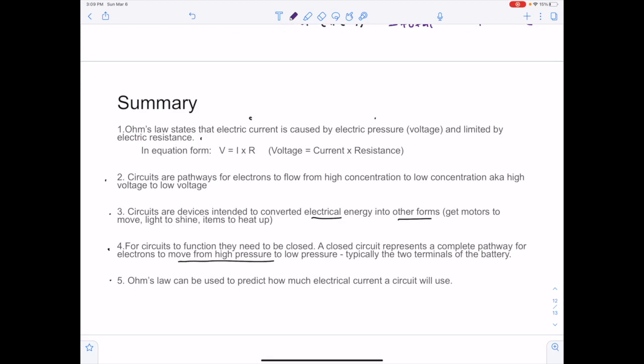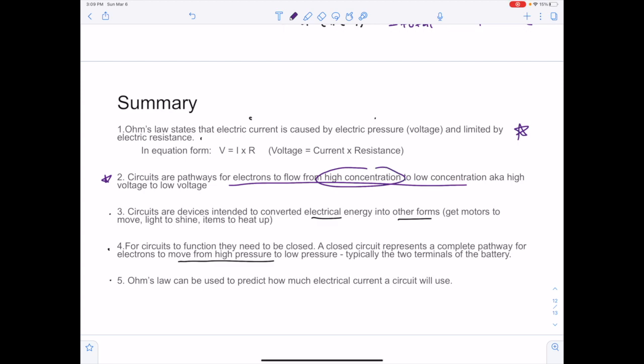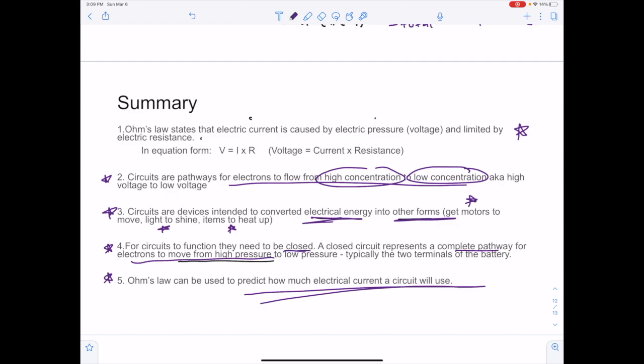So we've started to look at circuits. We're going to be using Ohm's law to analyze circuits. The purpose of circuits, as we said, are pathways for electrons to flow from the negative terminal of our voltage source, high concentration, to the positive terminal, low concentration. And they're devices that are intended to convert electrical energy into other forms, using motors, light bulbs, or some resistive element that will heat up. For circuits to function, they have to be closed. It represents a complete pathway for electrons to move from high pressure to low pressure. And then finally, we can use Ohm's law to predict how much electrical current a circuit would use, how much electrical energy we have, and therefore, in more advanced physics, we can predict movement and things like that.